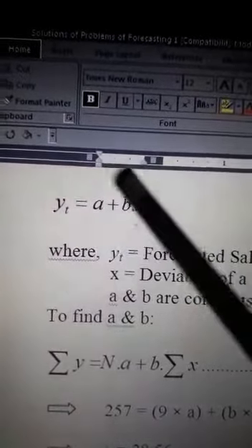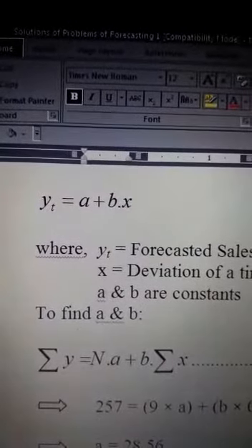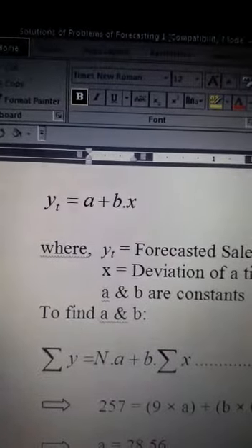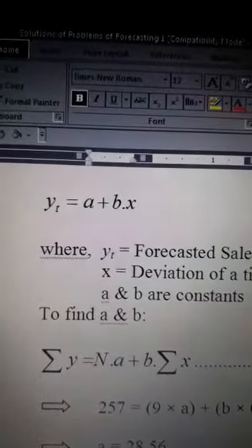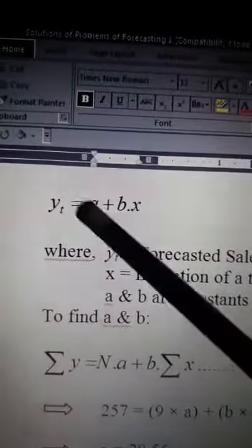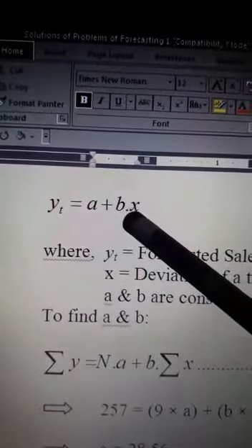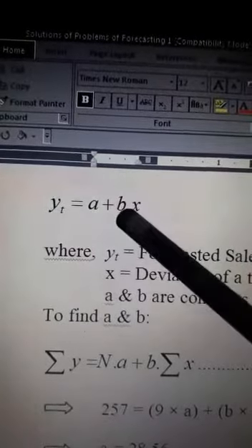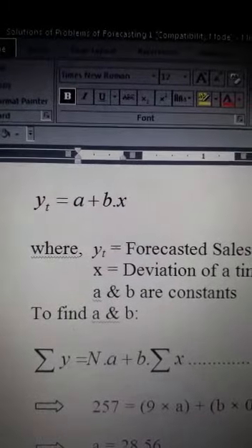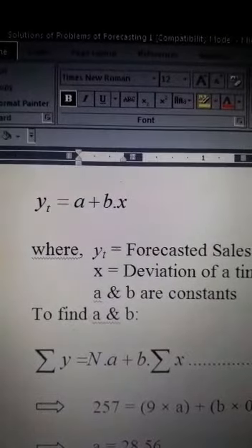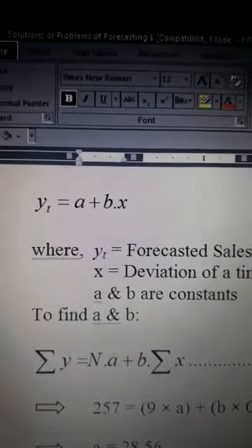So, in order to apply this equation for forecasting or estimating the sales or demand for any future time period, we need to know the values of a and b, or in other words, we need to find out the values of a and b. In order to find them, we need two different equations because there are two different unknowns. Those unknowns are a and b.